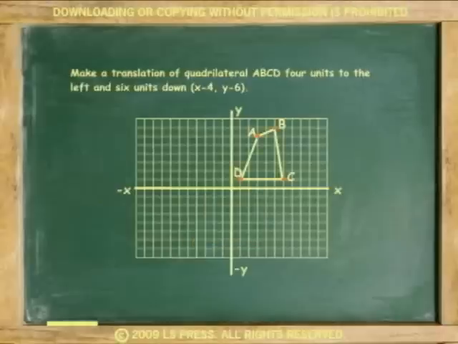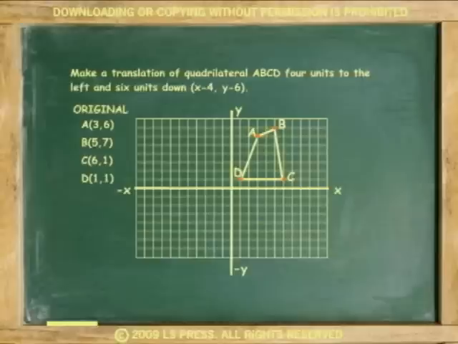Another example. In here, make a translation of quadrilateral ABCD 4 units to the left and 6 units down. Because the translation is both to the left and down, both coordinates will change. The original figure is at (3, 6), (5, 7), (6, 1), and (1, 1). Translation to the left means that the x coordinates change by -4.